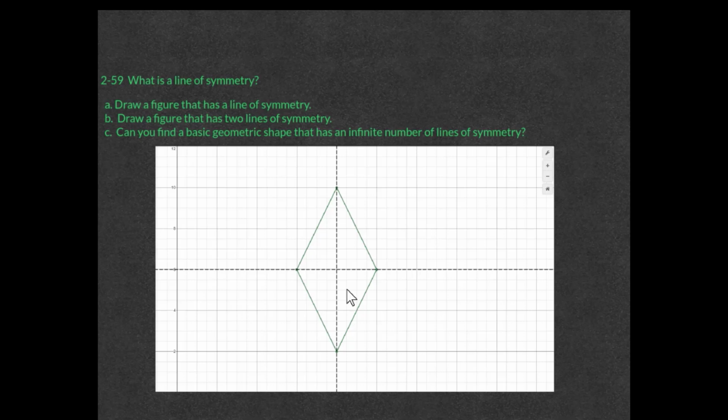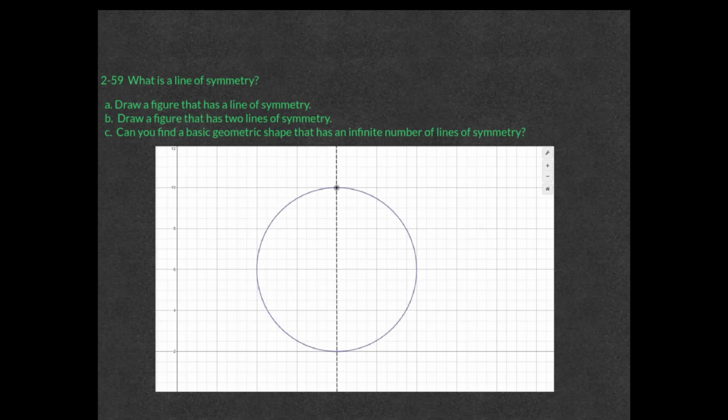And that is the diamond, or a parallelogram, or a rectangle, okay? And then the last one, hopefully you were able to figure this one out. This shape has an infinite number of lines of symmetry, and you'll see that it just makes complete sense. I could sit here and drag this little circle all the way around, and it's not stopping at any point.